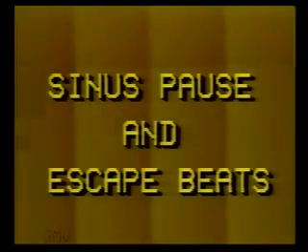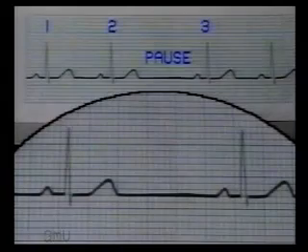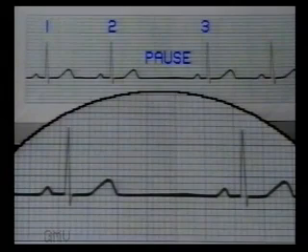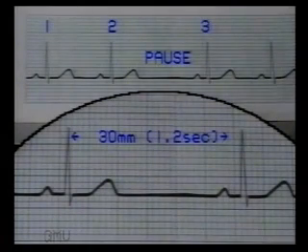Sinus pause and escape beats. When we studied the premature beats, we saw the sequence of a premature beat followed by a compensatory pause. But if you see the upper strip of this ECG carefully, there is a pause between beats 2 and 3, but the preceding beat number 2 is not premature. That means the SA node itself paused for a while and then started beating again. This condition is termed a sinus pause. A compensatory pause is preceded by a premature beat, while a sinus pause is preceded by a normal beat.